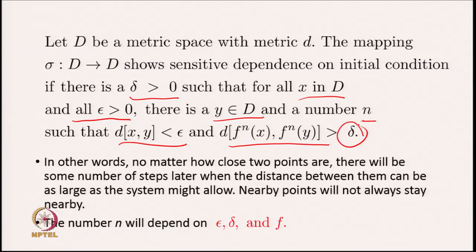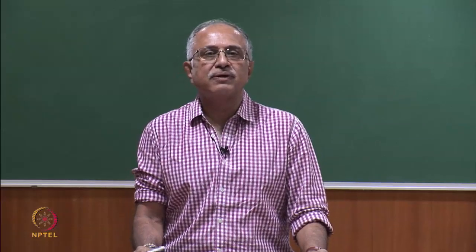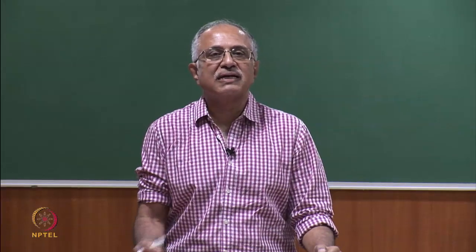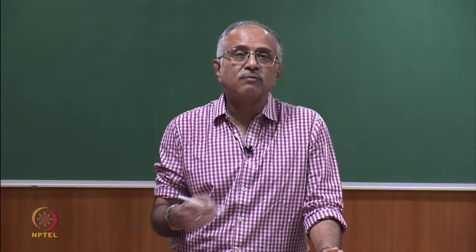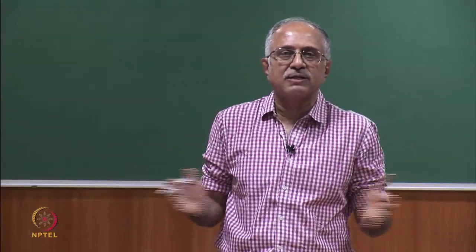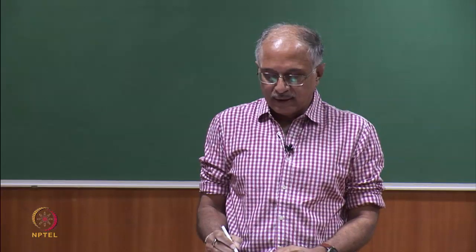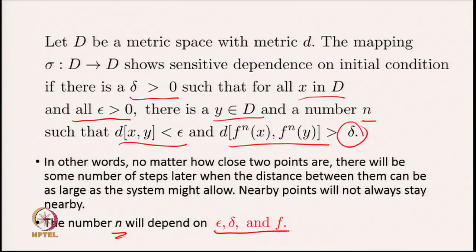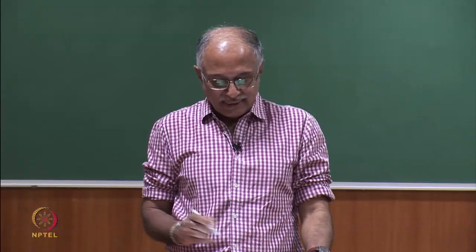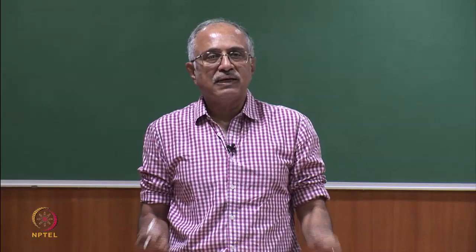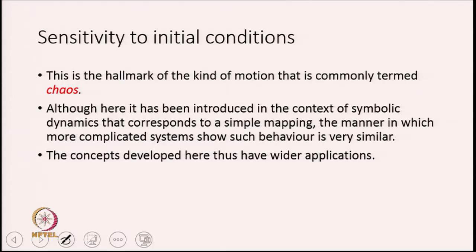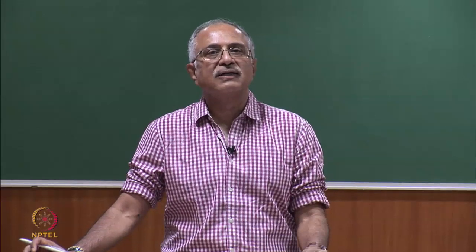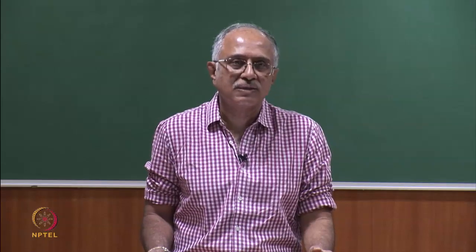In other words, no matter how close 2 points are, there will be some number of steps later when the distance between them can be as large as the system might allow. Nearby points will not always stay nearby. How long will one have to wait to see this separation of these two initial points? This number n will depend on epsilon, it will depend on delta, and it will depend on this function f. Namely, how close do the initial points have to be and how far away do they get? That depends on the map f. But this idea of sensitivity to initial condition is extremely important in this field, and it is the hallmark of the kind of motion that is commonly termed chaos or chaotic dynamics.